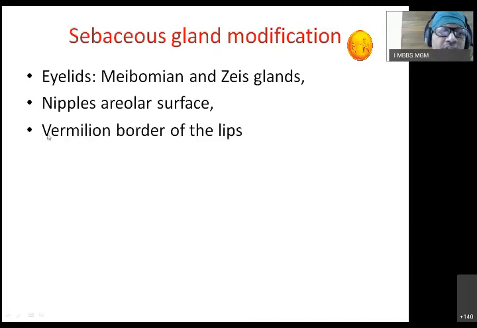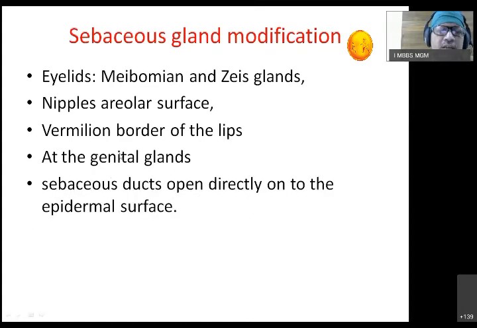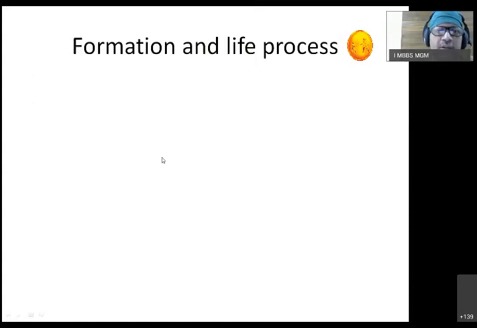Then on the surface of the lip, we use a lot of things, right from lipsticks onwards. On the surface of the lip, at the vermilion border, there are a lot of modified sebaceous glands, keeping the lip moist. These are a few modifications of sebaceous glands. They can be seen at the external genital surfaces also, especially at the labia minora. We see a lot of sebaceous glands there.